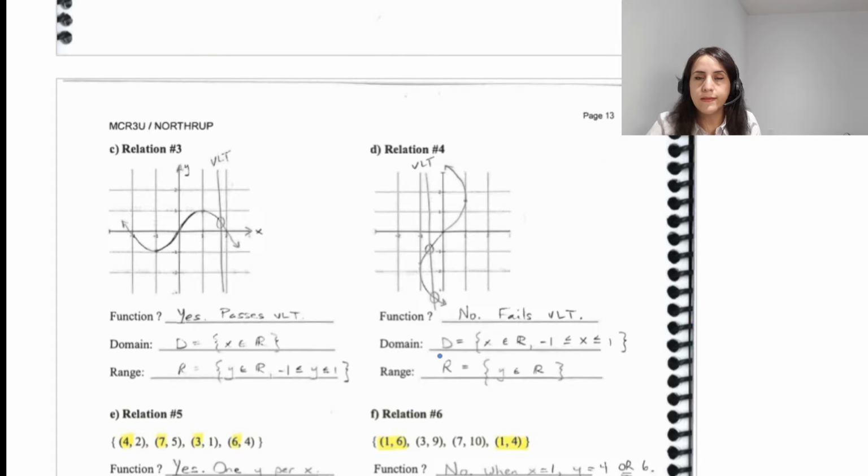Here, it fails the vertical line test. The domain is going to be between -1 and 1. As you see, the biggest x value is 1, and here the lowest x value is -1. Then I am using a double-sided restriction here, between -1 and 1. But the range, as you see, goes to the high and here goes to the low, so technically it is covering all of the real numbers.